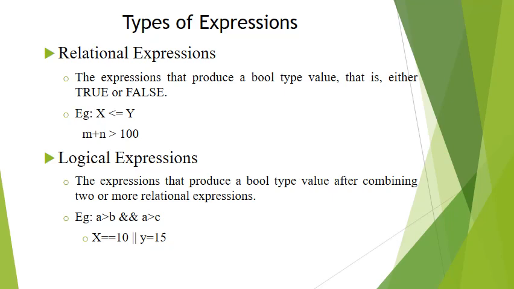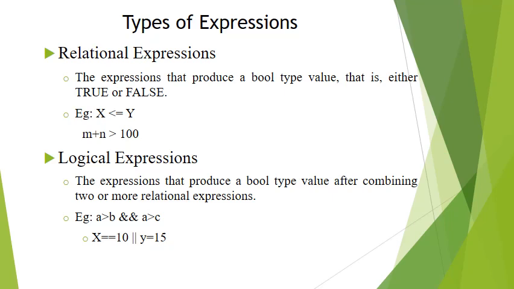And the next category is logical expression. That is the expression that produces a Boolean type value after combining two or more relational expressions. In the example a greater than b and a greater than c, you can see that this expression consists of two relational expressions. What are the two relational expressions? A greater than b and a greater than c. So it will compute the value of the expression a greater than b. Similarly, it will compute the value of the expression a greater than c. And after that, it will find out a value true or false.